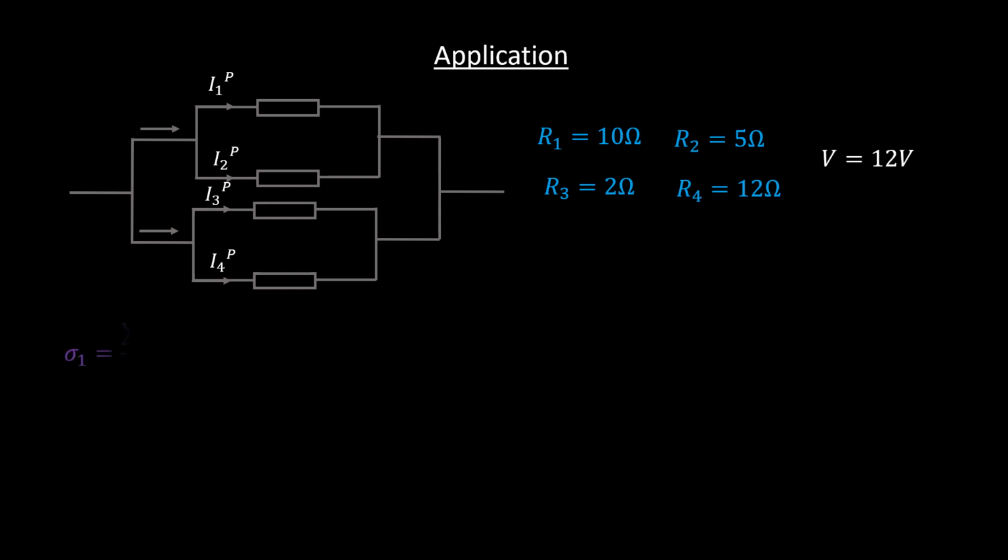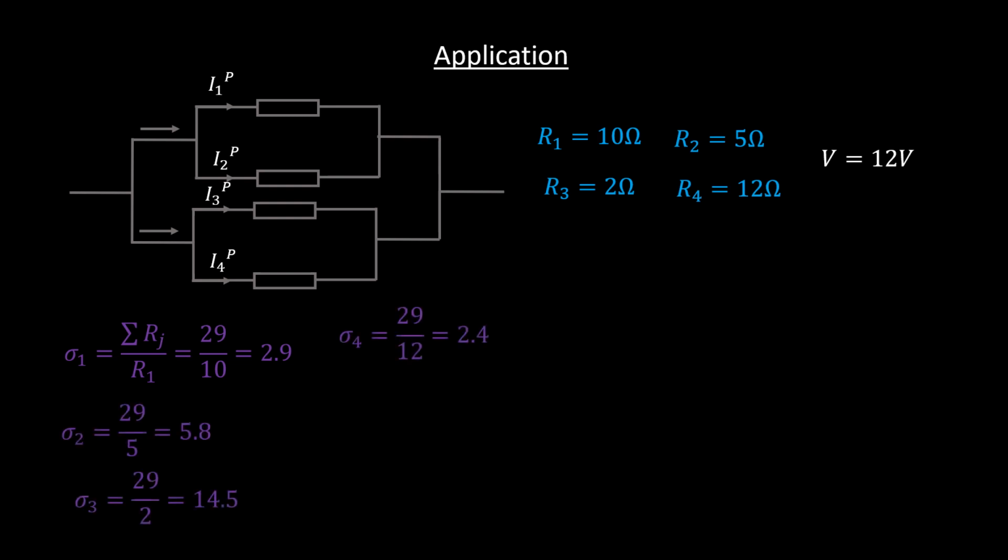Sigma 1 is given by 29 over 10, which is 2.9. 29 is the sum of the resistances. Following from that, the other relative multiples are given as follows. The total series current is V over the sum of Rj. That is the supply voltage over the sum of the resistances, which gives 0.41 amperes.